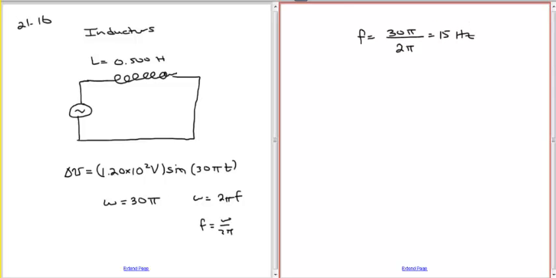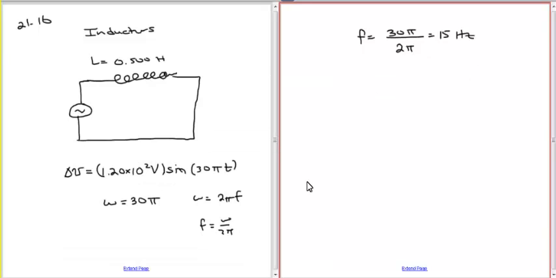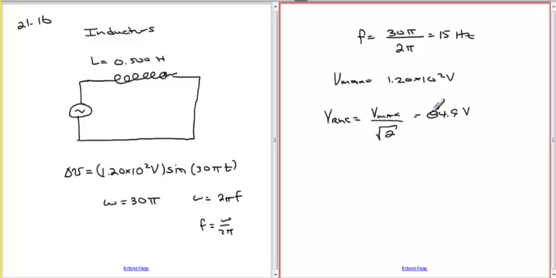Or actually, it's not hertz. Yeah, it's hertz. Okay, 15 hertz. Let me show you the right answer again. 15 hertz. Okay, second question: the RMS voltage across the inductor. The maximum voltage is 120 volts. The RMS voltage is just the peak divided by the square root of 2, and that happens for any sinusoidal relationship. So we have 120 divided by the square root of 2, which is 84.9 volts. So that's the RMS voltage.